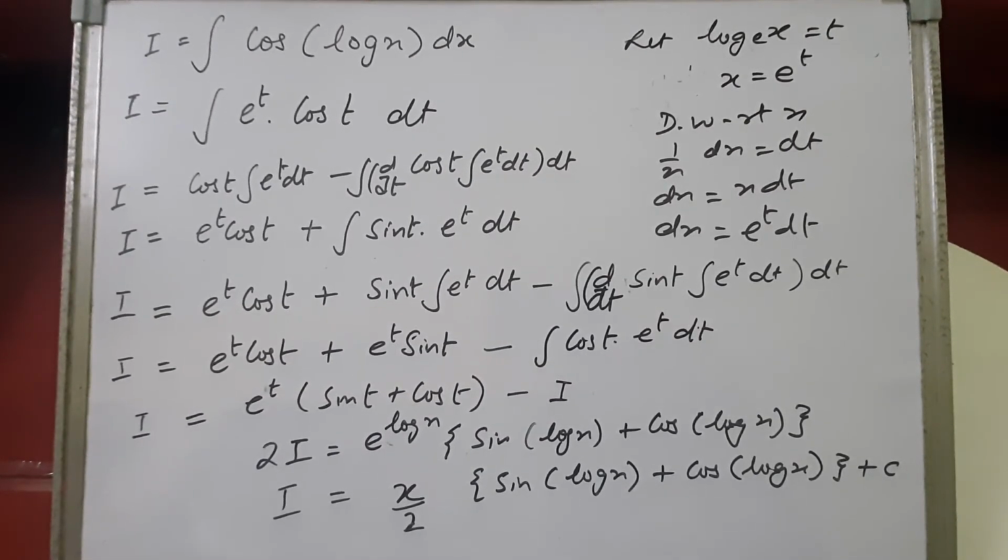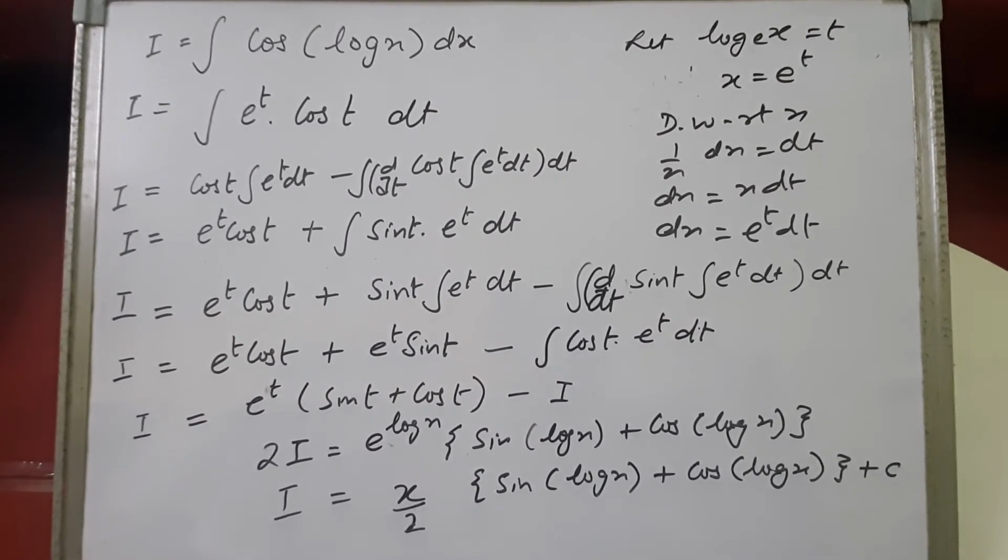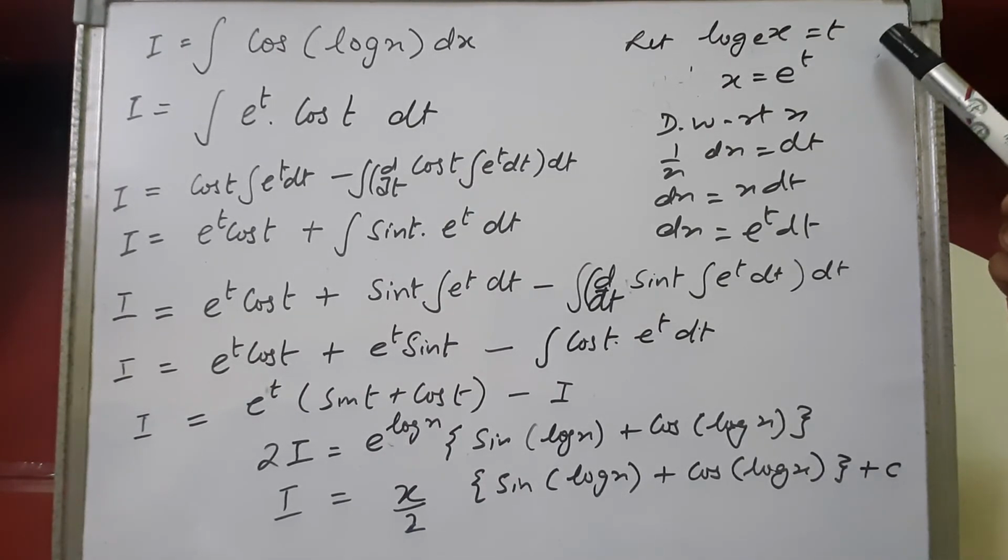Okay children, let's see another sum. In this sum we have to integrate cos of log x dx. Okay children, this is a bit lengthy sum. Try to understand it clearly. Be very attentive. First thing that we'll assume is let log x base e equals t.